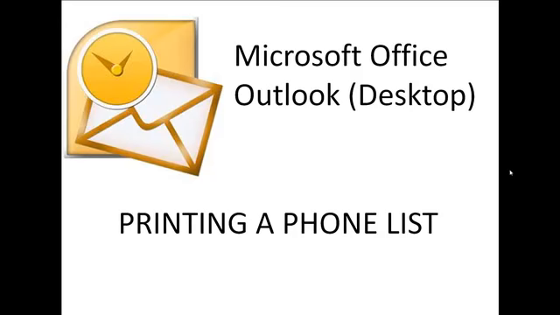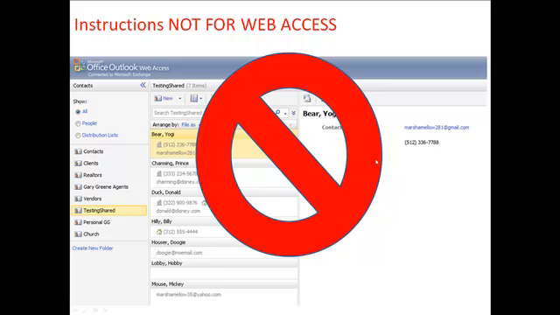Today's session we're going to talk about printing a phone list from the desktop version of Microsoft Office. These instructions will not work if you are using the web access from Gary Green email. One of the ways you can tell is when you log in, if it says Microsoft Office Outlook web access, then you cannot print the phone list per these instructions. So you need to make sure that you're logged into the desktop version of Outlook.